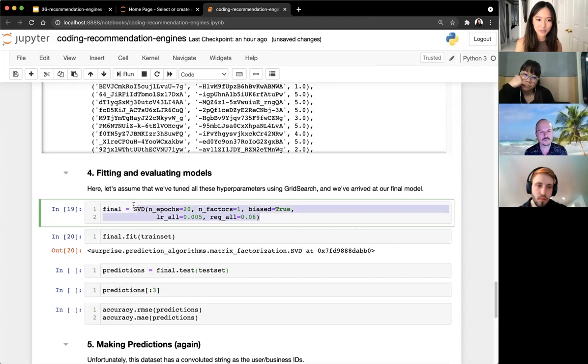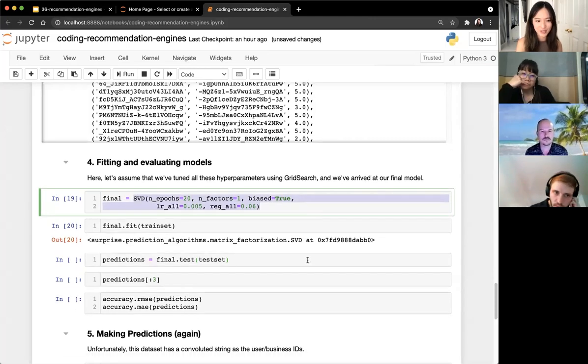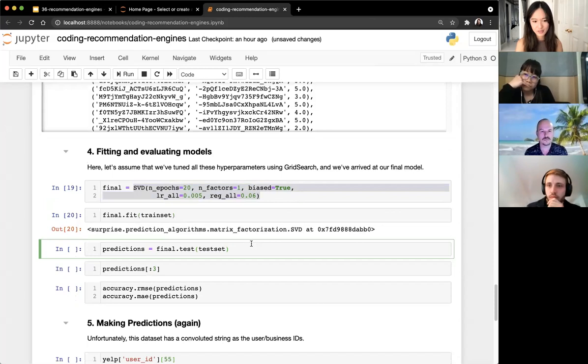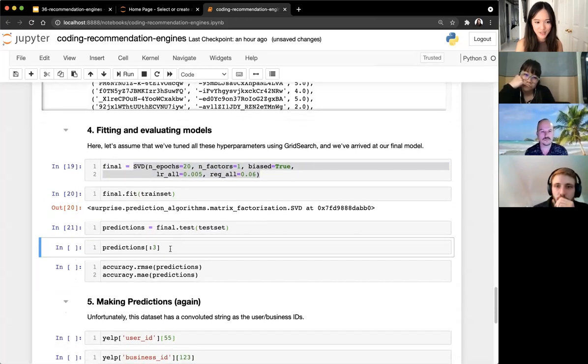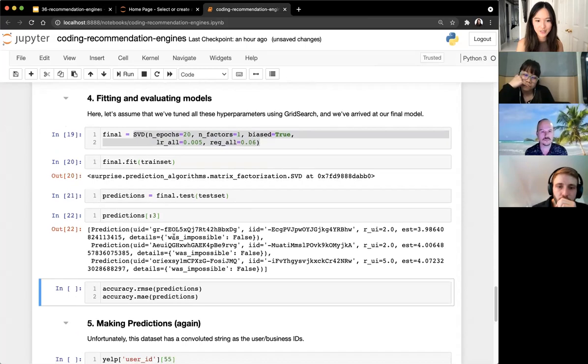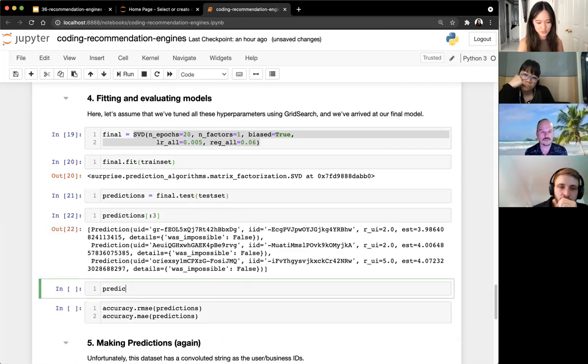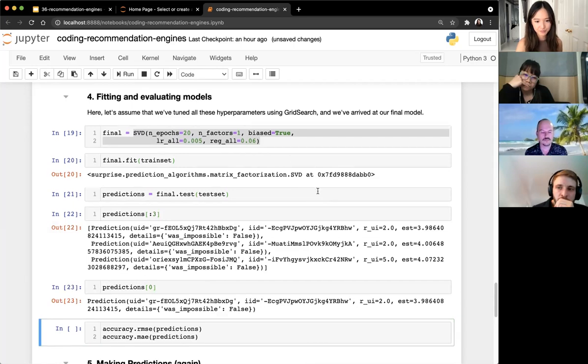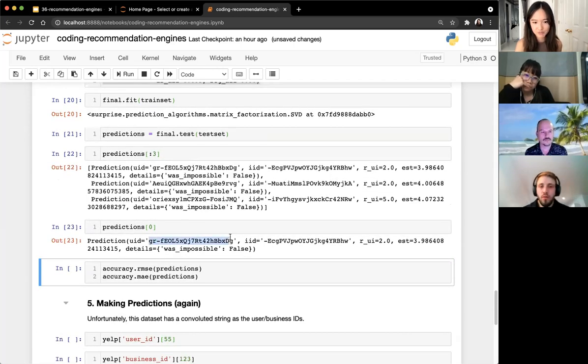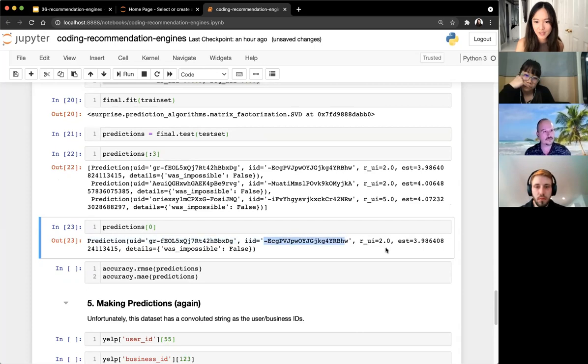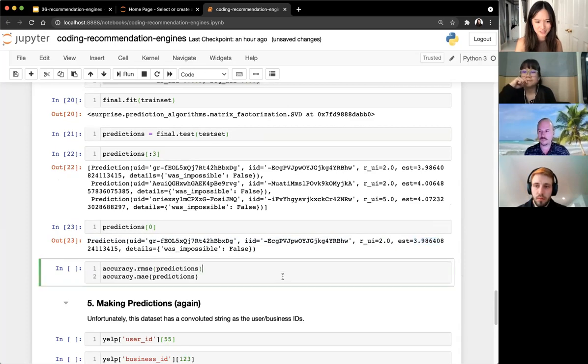So instantiate this final model that has been tuned with grid search, and I'll show you all where that is later. You can fit that, test it on your test set, and when you look at your predictions, this is what it outputs. So this is the first 3. Let's just look at the first one. So predictions 0. It'll tell you that for this user and this item, the real rating was 2, but the estimated rating was 4.